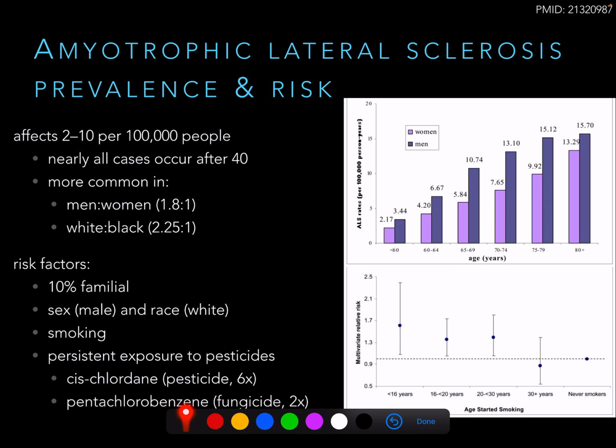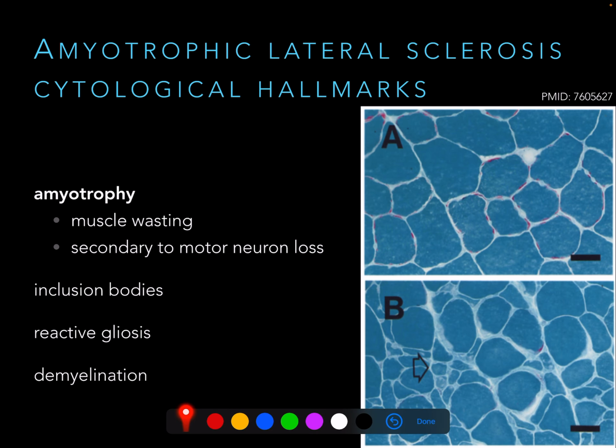And another risk factor that makes a whole heck of a lot of sense is exposure to pesticides. These pesticides inhibit mitochondrial function, so that kind of makes some good sense. All right, the hallmarks of ALS are different and also to some degree similar to Alzheimer's disease. So we don't see massive wasting of the cortex, but we do see massive wasting of the muscles. That's that amyotrophy. So we're not feeding the muscles, and that's because motor neurons are dead.